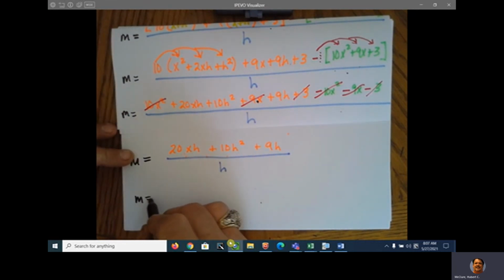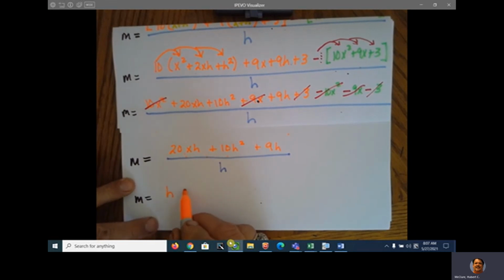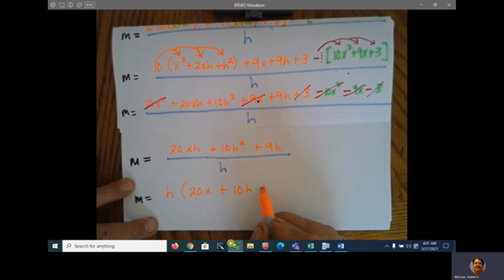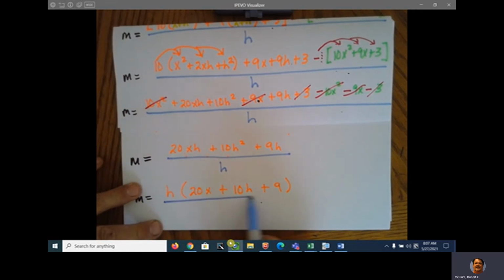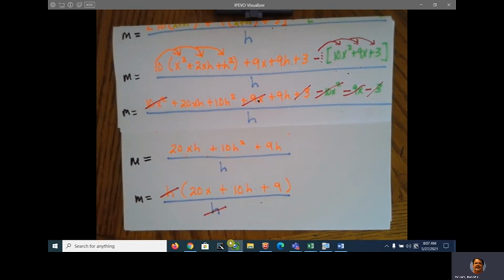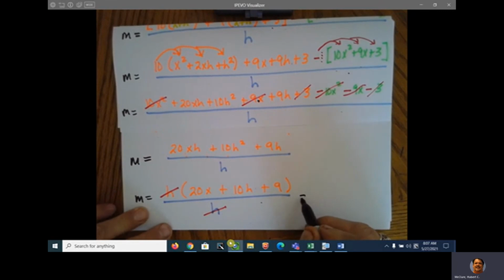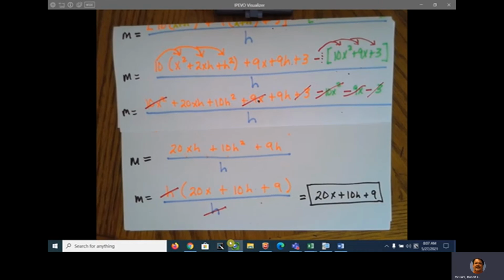and I'm going to factor out that h, and I'm going to get 20x plus 10h plus 9 over h. And of course, the h's cancel. And you're left, I'm going to write it in black because this is your final answer. 20x plus 10h plus 9. And that's your answer.